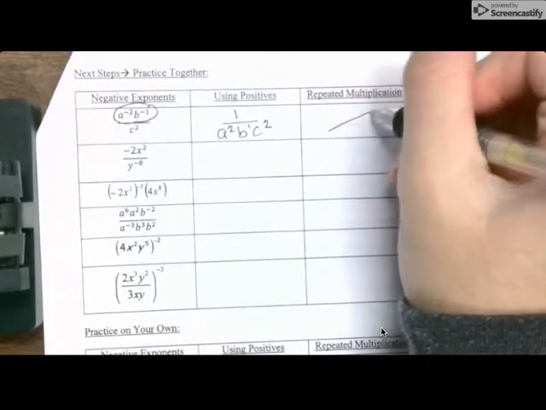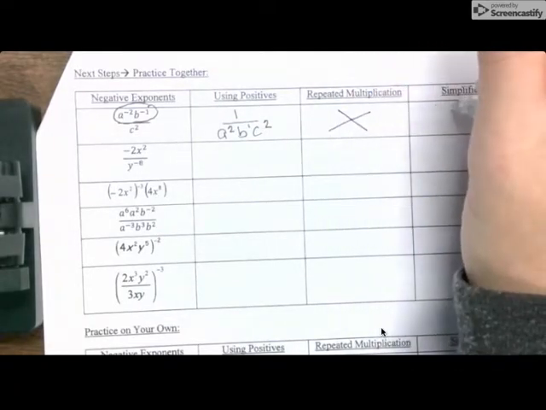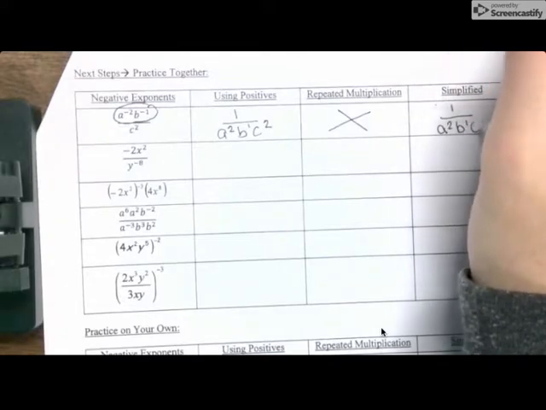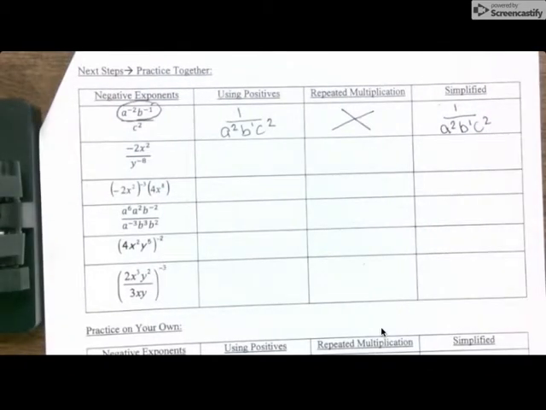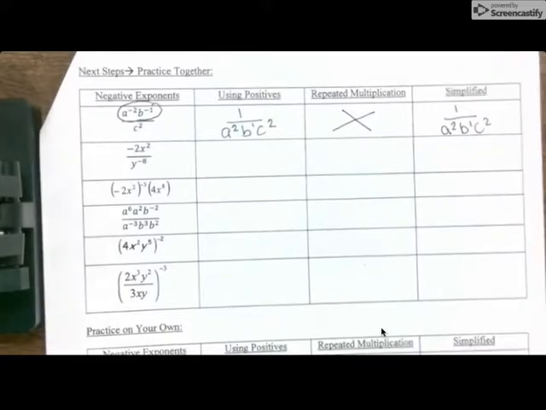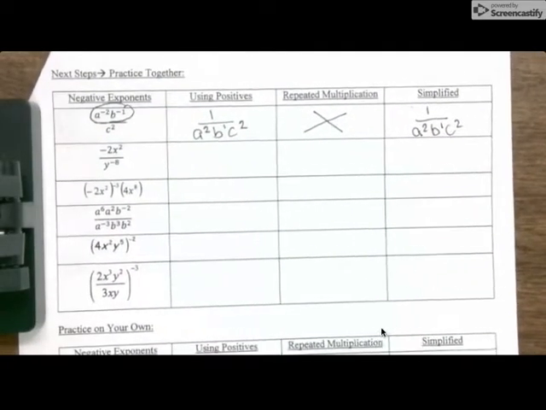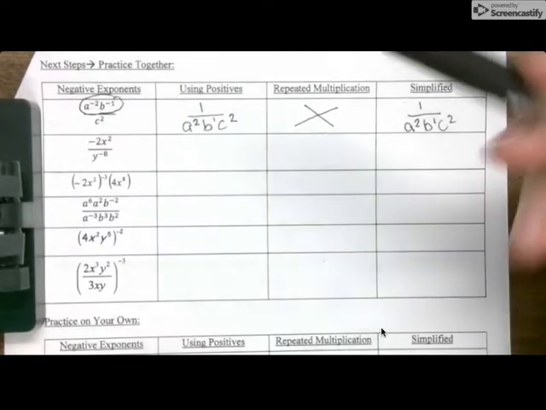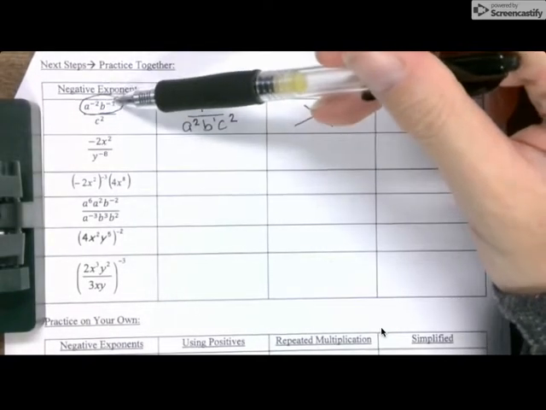Okay? You don't need to worry about anything for this one. That's actually more as we go on practicing together. So simplified is just going to be the same thing. So again, I only moved the exponents that had negatives.